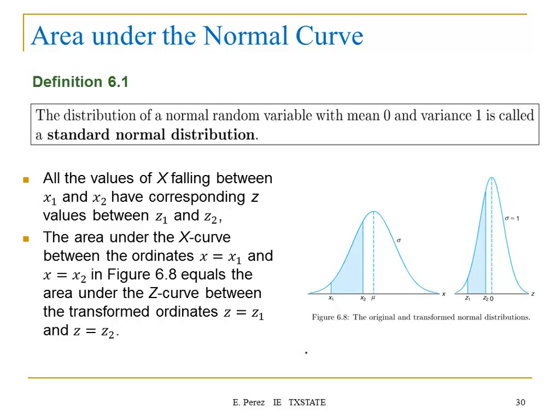The distribution of a normal random variable with mean 0 and variance 1 is called the standard normal distribution. So using this figure, this is what we're doing. We're going from the normal to a standard normal. Values of x1 now correspond to z1. Values of x2 correspond to the values of z2. So the shaded area here corresponds to this area for the standard normal distribution. If you find this probability, you're finding this probability.